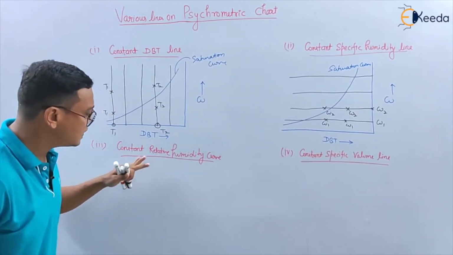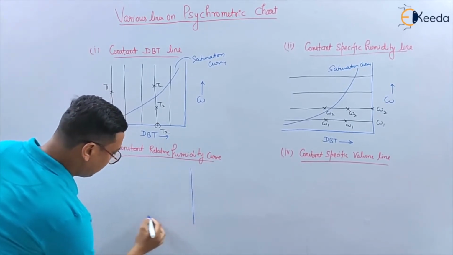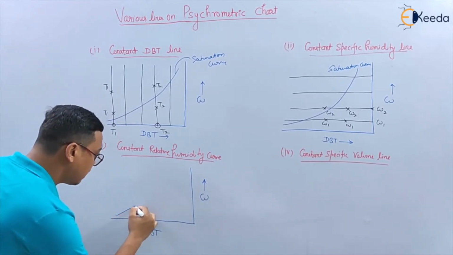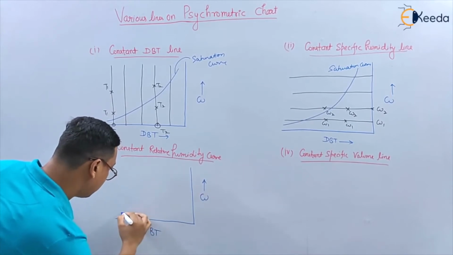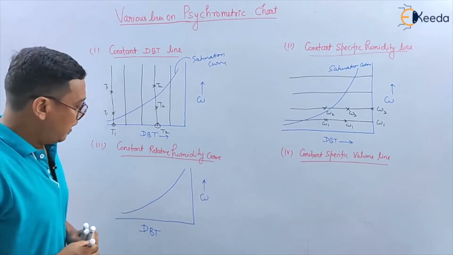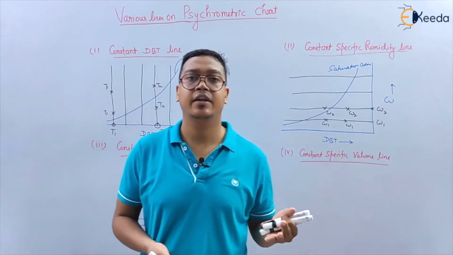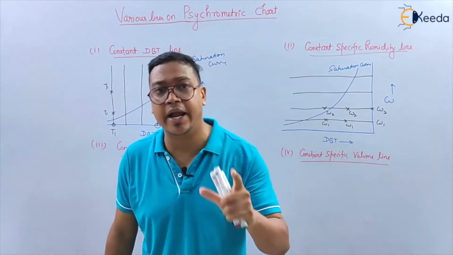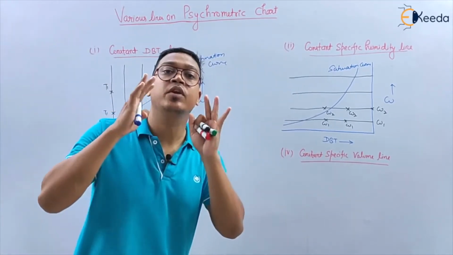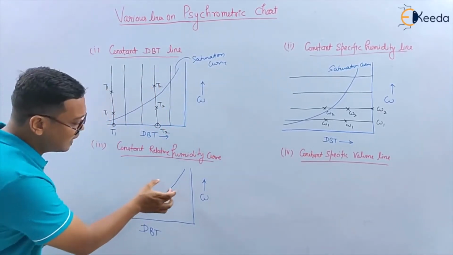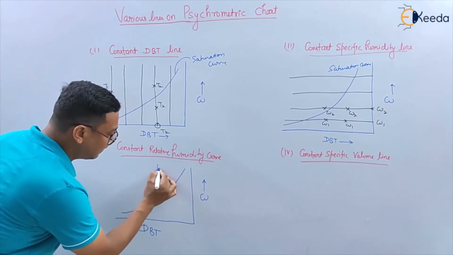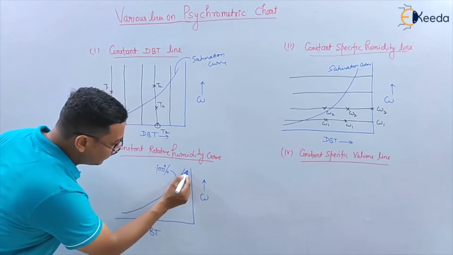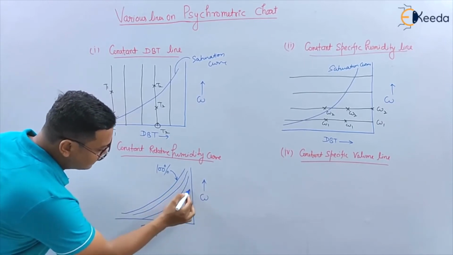Now we will see the constant relative humidity curve. This is the psychrometric chart, this is dry bulb temperature, and this is omega. And this is the saturation curve. I have already told what the saturation curve or saturation line is. The line at which humidity is 100%. During the concept of humidity, I explained that saturated air has 100% humidity. So this is the saturation curve, and this one has humidity 100%. As we go down, humidity will reduce.